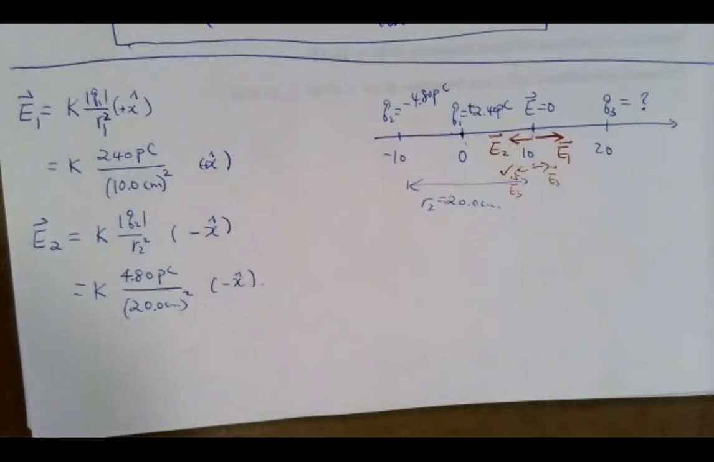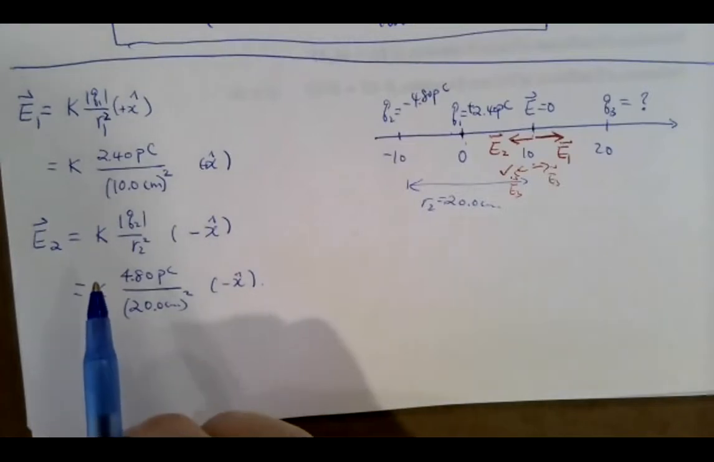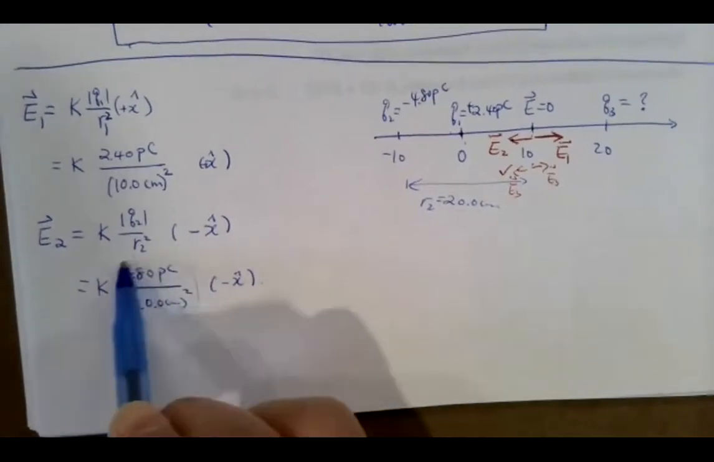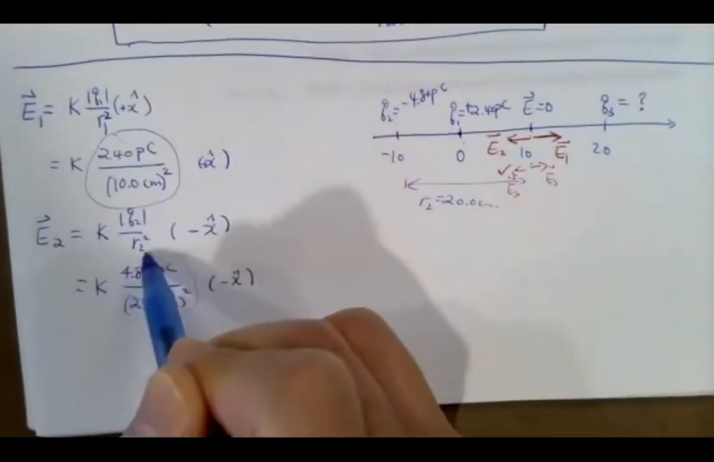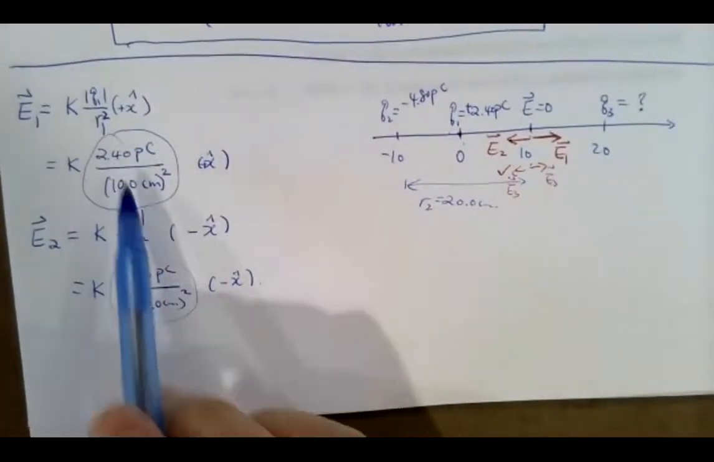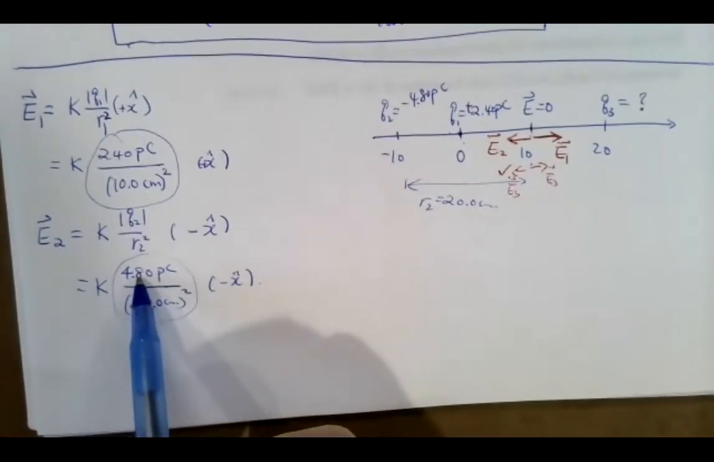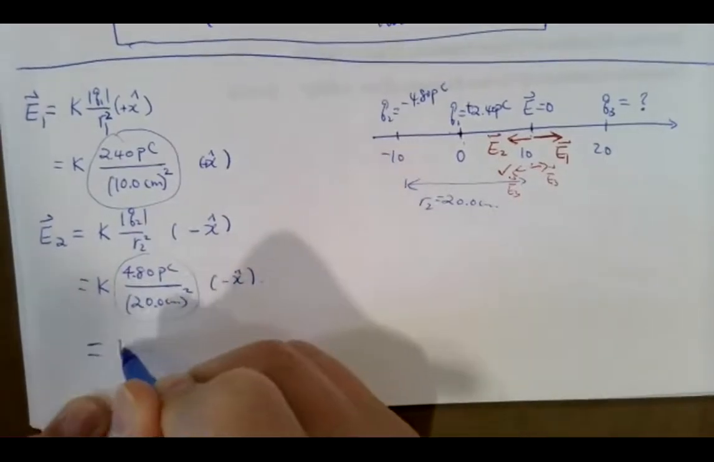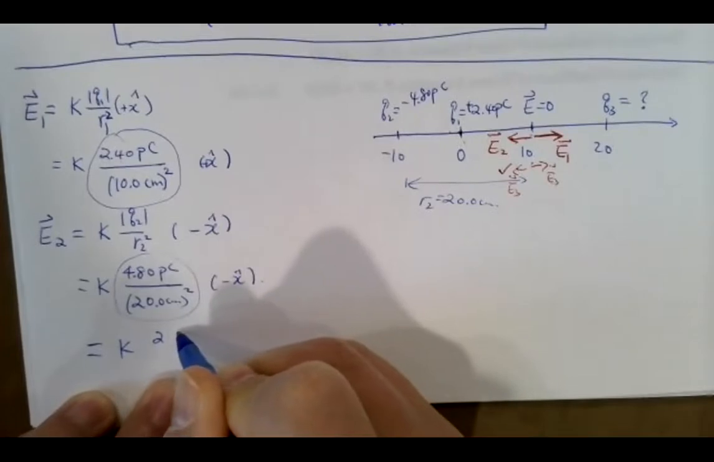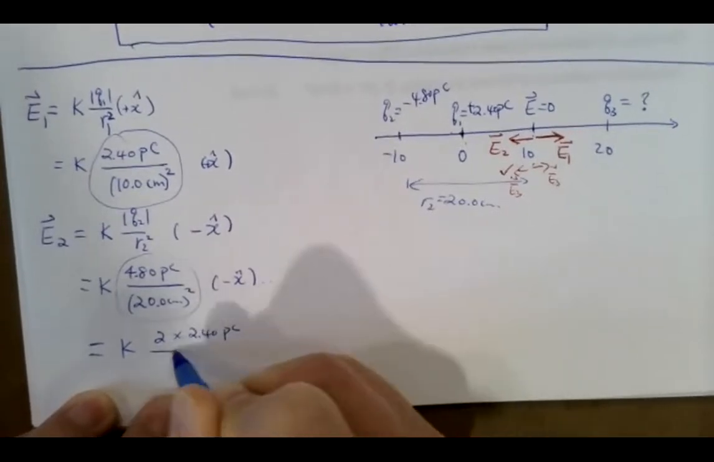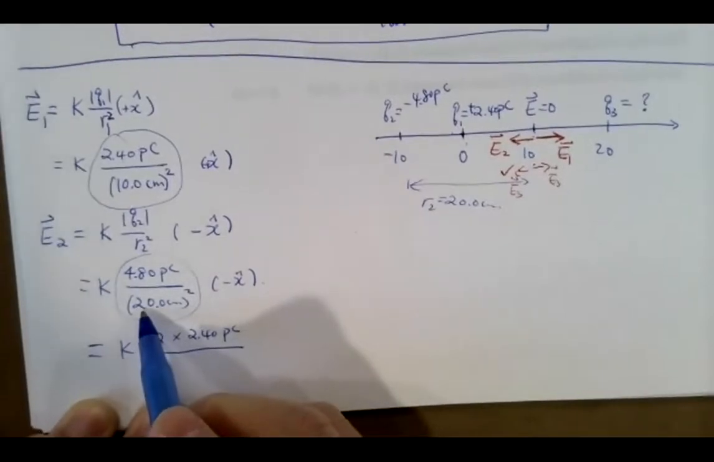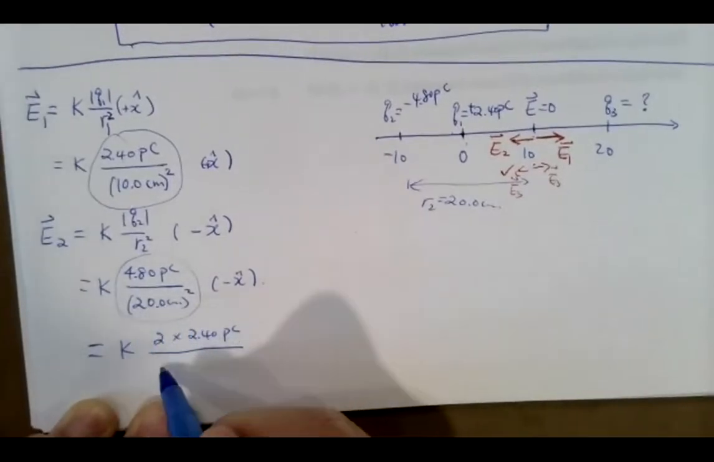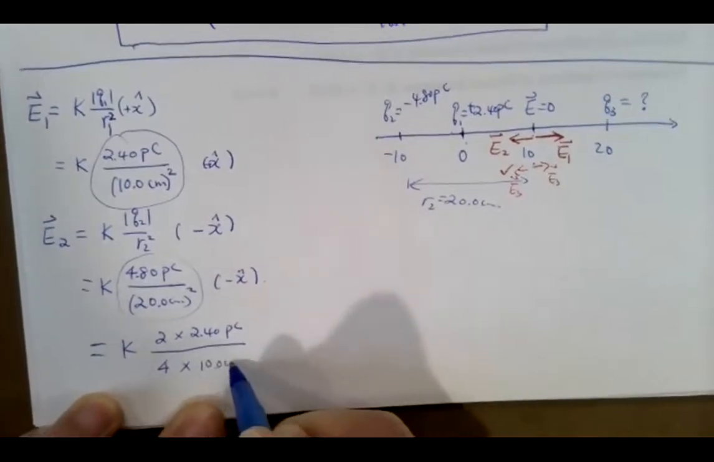K is the same K. You can put the 8.99 times 10 to the 9th for K, if you want. But I don't think I need that because I just need to compare this number with that number to see which one is greater, right? E1 and E2. This E2, 4.8 here, is twice 2.4, so I can rewrite that as K times 2 times 2.4 pC over, at the bottom here, 20 squared, which would be equal to 4 times 10 squared, right?